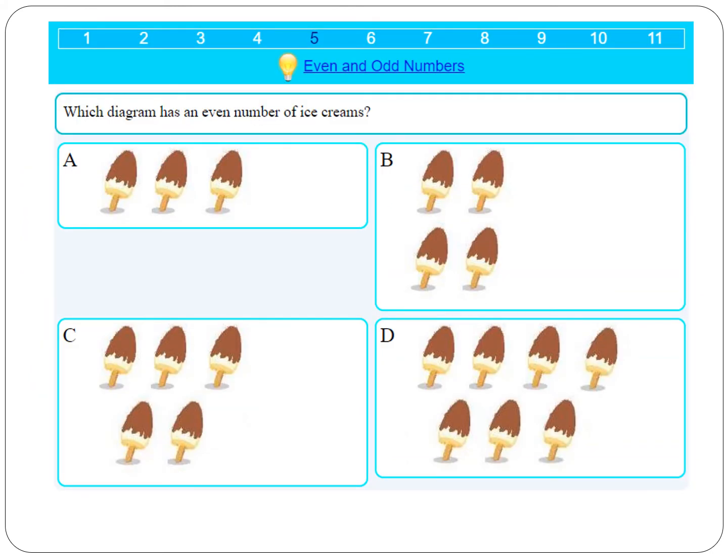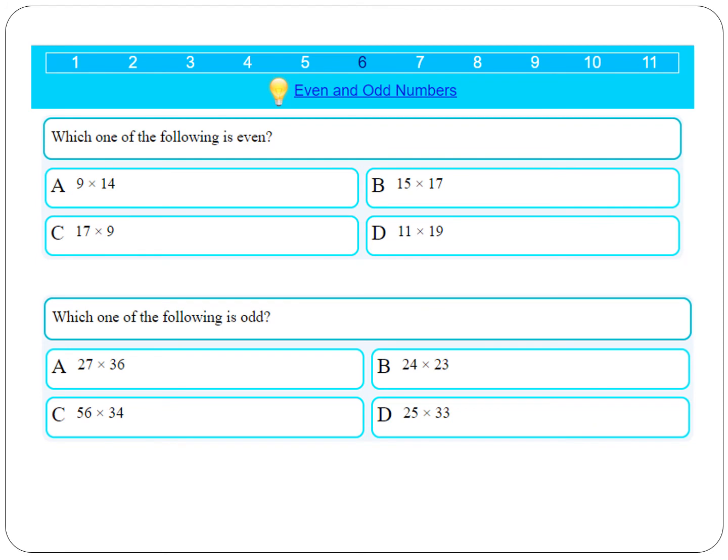Question number 5. Which diagram has an even number of ice creams? A, B, C, or D? Question number 6. Which of the following is even? A. 9 times 14, B. 15 times 17, C. 17 times 9, or D. 11 times 19.